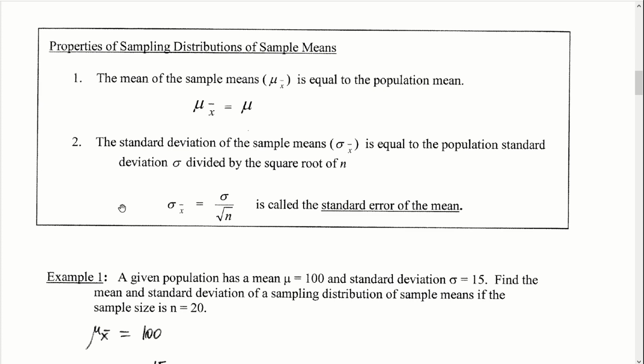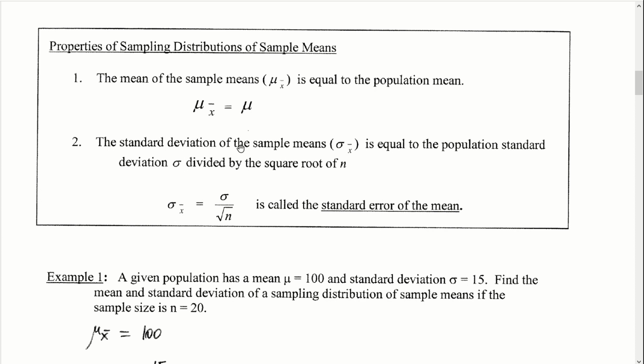There's a theorem that tells us this. And a couple properties of the sampling distribution are as follows. The mean of the sample means, meaning the mean of this sampling distribution, is simply going to be equal to the population mean. So mu sub x bar, if you take all of those sample means, add them all up, and divide by the total number of sample means that you have, that value is actually just equal to the mean of the original population.